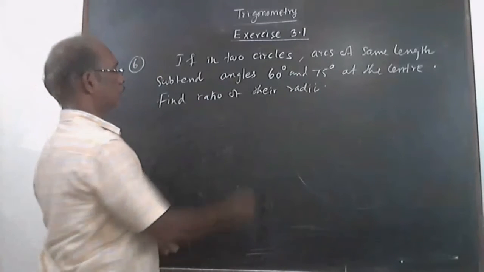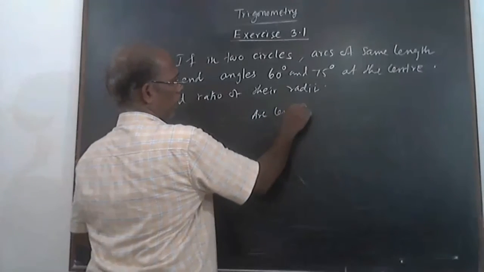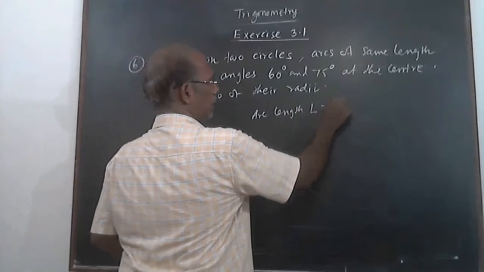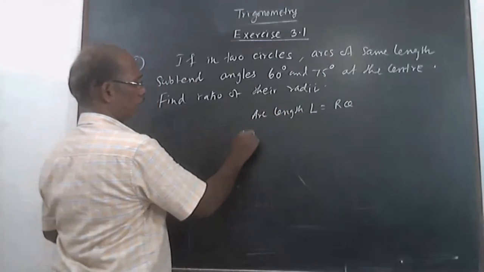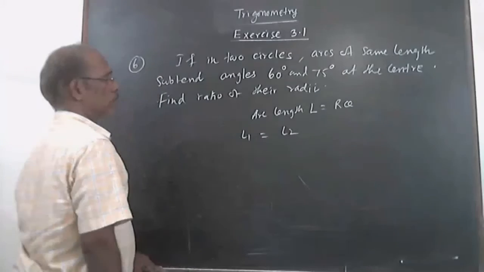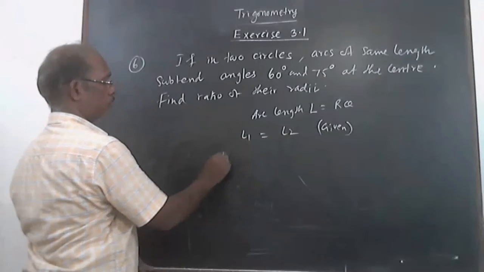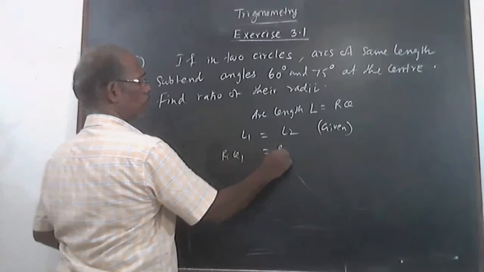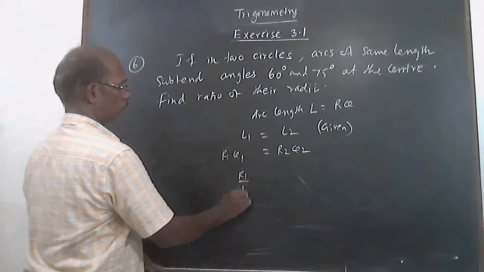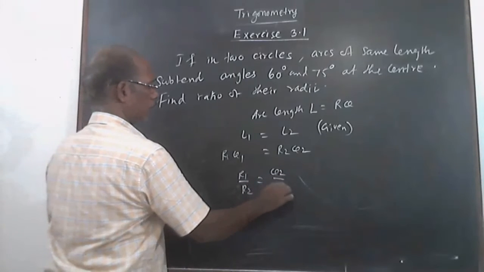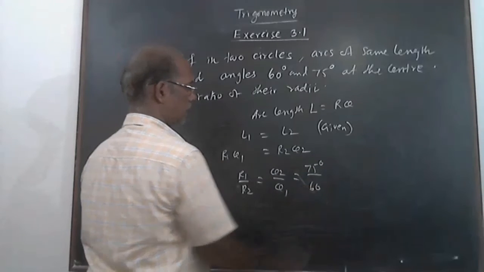Okay, it is known that arc length L equal to R into theta. The two arc lengths L1 and L2 are equal, as given. Then L1 equal to R1 theta 1, L2 equal to R2 theta 2. The ratio of radii R1 by R2 should be equal to theta 2 by theta 1. Theta 2 is 75 degree, theta 1 is 60 degree.